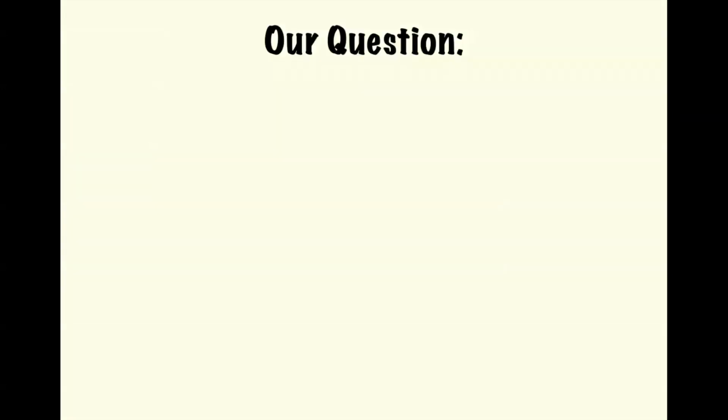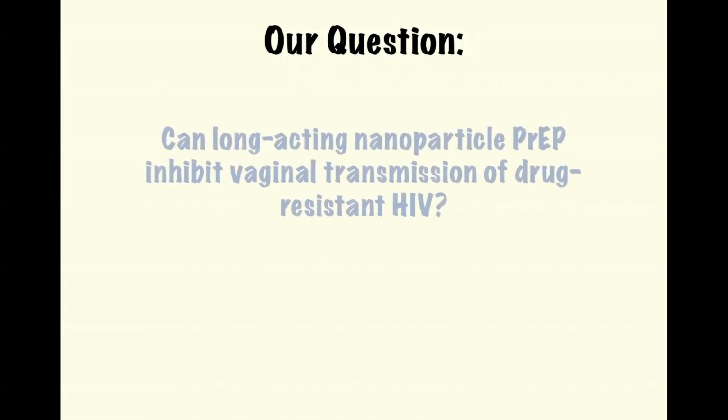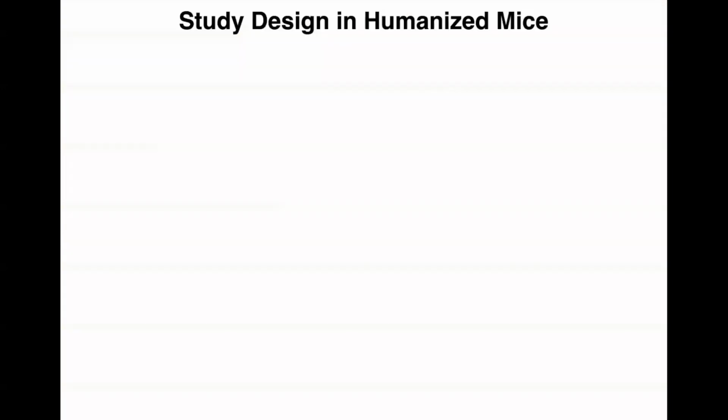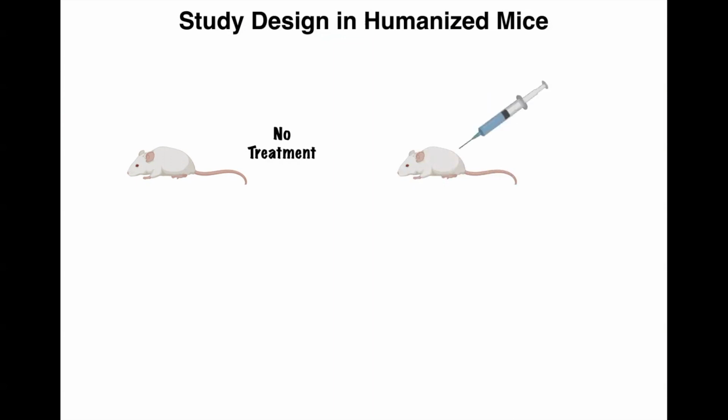In a recent study, we asked the question whether long-acting nanoparticle PrEP could inhibit vaginal transmission of drug-resistant HIV. Because we cannot easily do these experiments in women, we used a mouse model in which the mice have a human immune system. We had one group of female mice that were given no treatment, and we had another group of mice that were given a single dose of long-acting PrEP. Then the mice were challenged vaginally with HIV.